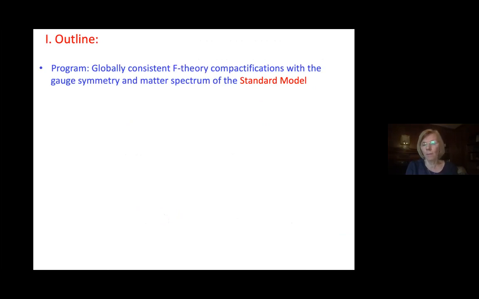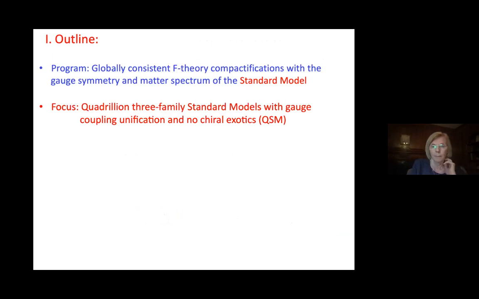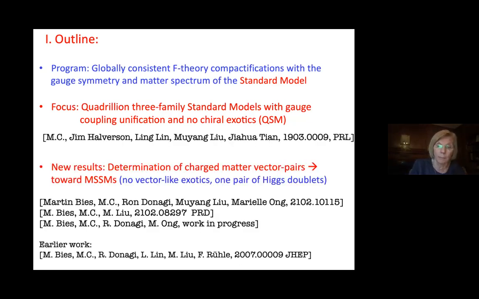And the goal of my talk is to present some progress on a program to derive particle physics from globally consistent F-theory compactifications with focus on deriving standard models. I will focus on the by now well-known example of 10 to the 15 three-family standard models, which in addition have no chiral exotics and, as a byproduct, also gauge coupling unification.